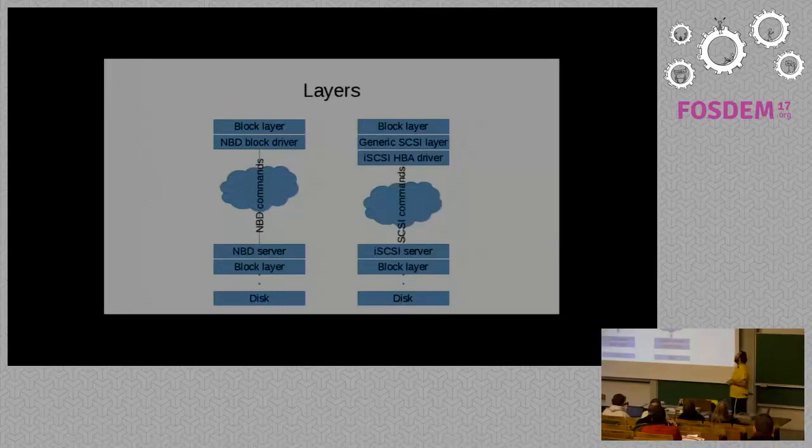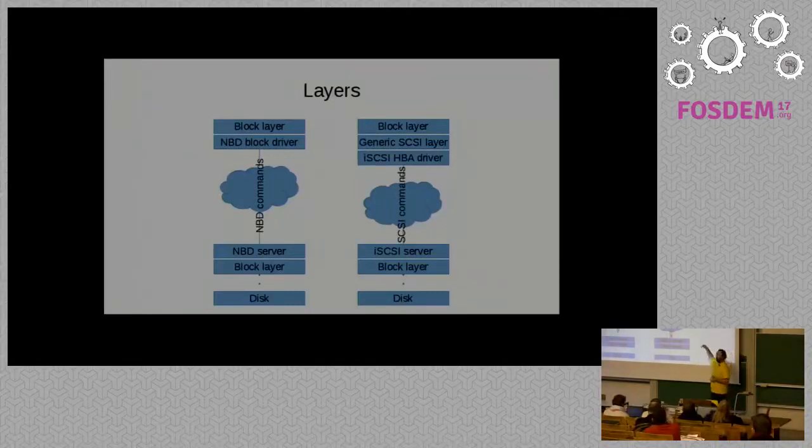How does NBD compare to iSCSI? iSCSI really is a transport for SCSI. With iSCSI, you just talk SCSI over TCP. Essentially, the iSCSI standard describes how you embed SCSI commands into TCP, which means you have an HBA driver in iSCSI, which then just throws everything on the network. And then at the other end, you have an iSCSI server, which translates it back to the local hard disk through a block layer. NBD does not have such a general HBA driver.